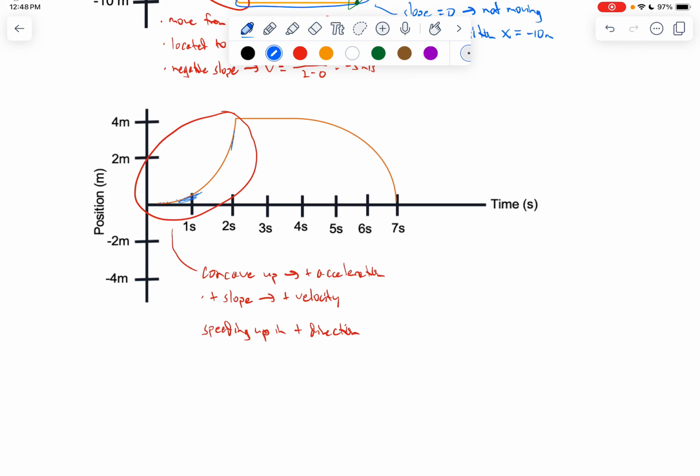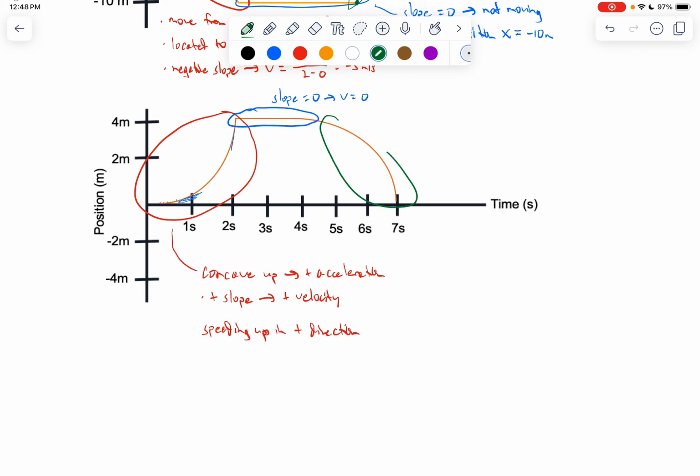Next up, from 2 seconds to about 4 seconds here, we have another case in which we have a slope of 0. So that means we have a velocity of 0. We're not moving, we're staying at the 4 meters.